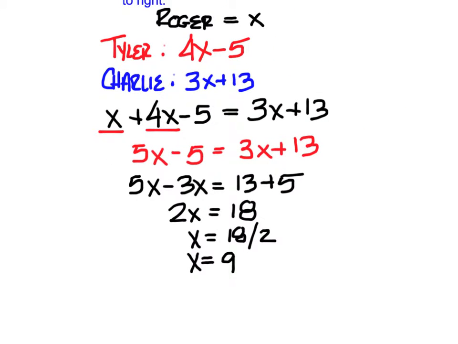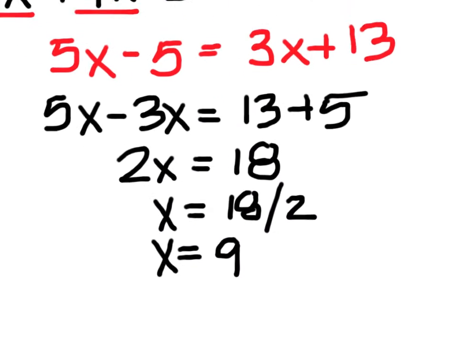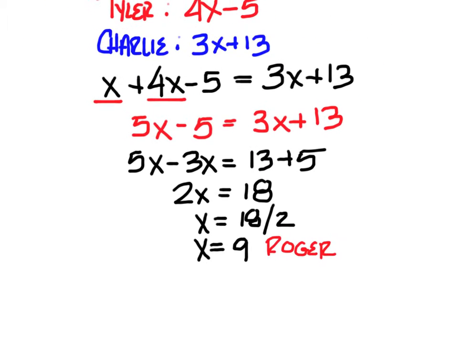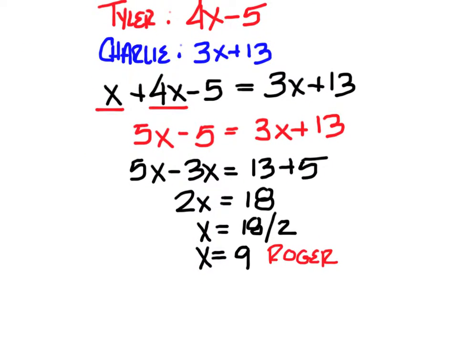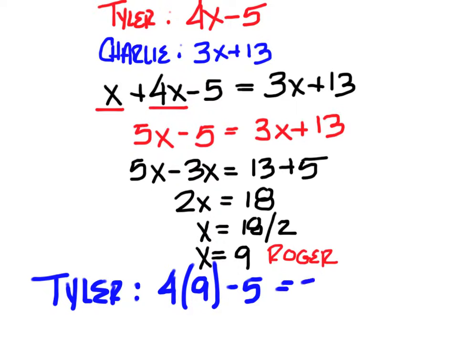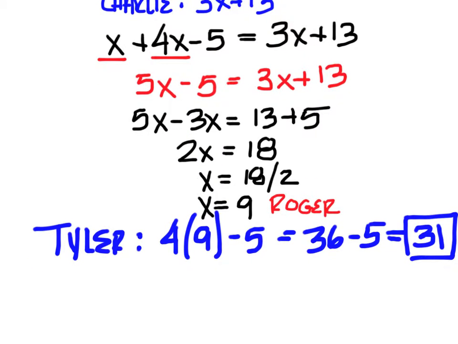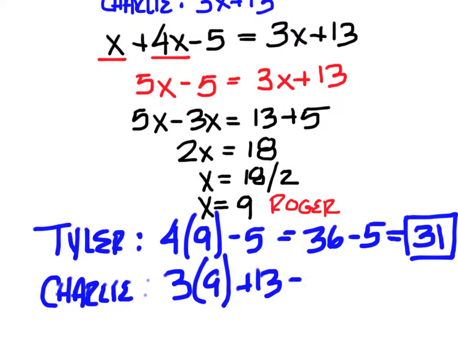Remember that Roger is x, so we now know how much Roger has. Roger is 9. Now we go to Tyler. Tyler is 4x minus 5. So 4 times 9 minus 5 is 36 minus 5, which is 31. So we have Tyler. And Charlie is 3x plus 13. 3x plus 13 is 3 times 9 plus 13. 27 plus 13 is 40.